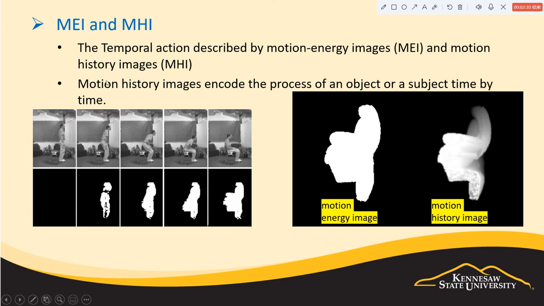And here is the MEI and MHI. MEI is the motion energy image, and MHI is the motion history image. On the left part, you can see it describes a person going from standing up to sitting in a chair, and here the left part is the motion energy image, and the right part is the motion history image. So you can see the motion history image encodes the process of an object or subject time by time. It's continuous.